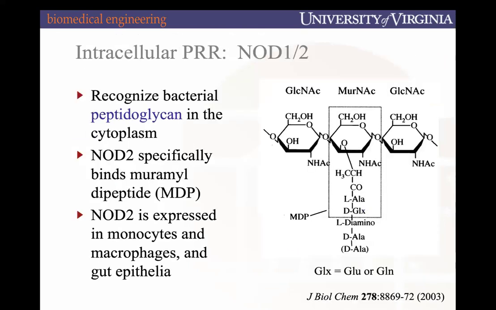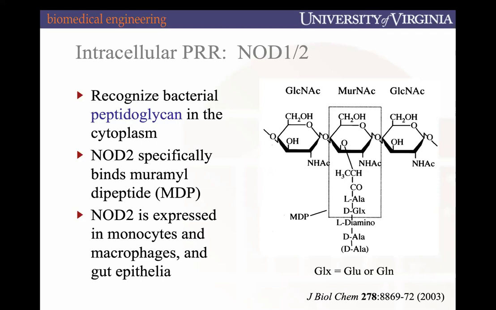The final pattern recognition receptor we're going to talk about is one that's called NOD. We have NOD1 and NOD2. Typically, this receptor recognizes certain peptidoglycans, or a certain sugar molecule that's with a peptide. What NOD2 specifically is going to bind to is something that's called muramyl dipeptide.